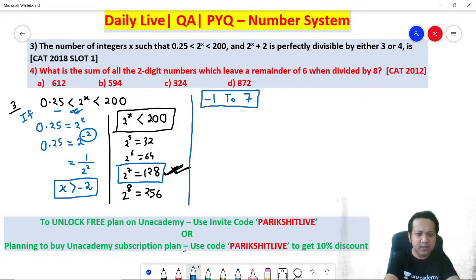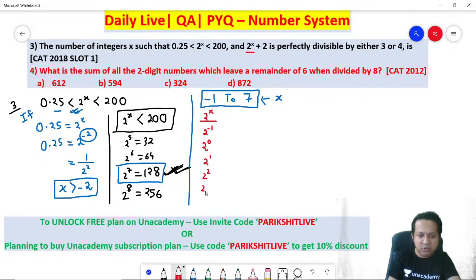Now let's write down. This is nothing but x. Now let's look at the expression. The expression is 2 to the power x plus 2. So let's write down 2 to the power x. What is 2 to the power minus 1? It is 1 by 2. Next, if you put x as 0, 2 to the power 0. Next, 2 to the power 1, 2 square, 2 cube, 2 to the power 4, 5, 6, and 2 to the power 7. Remember, it will go till 7.